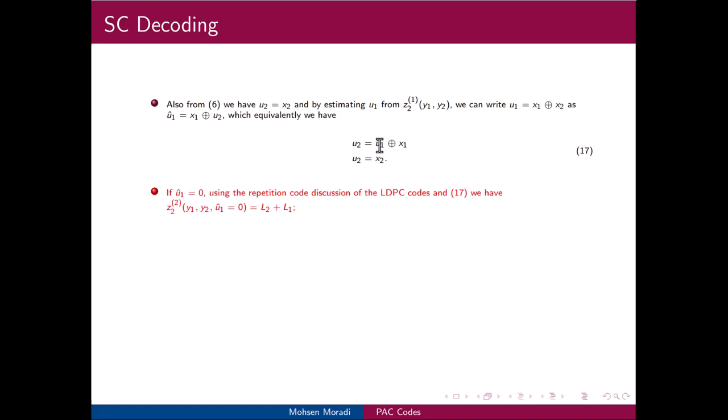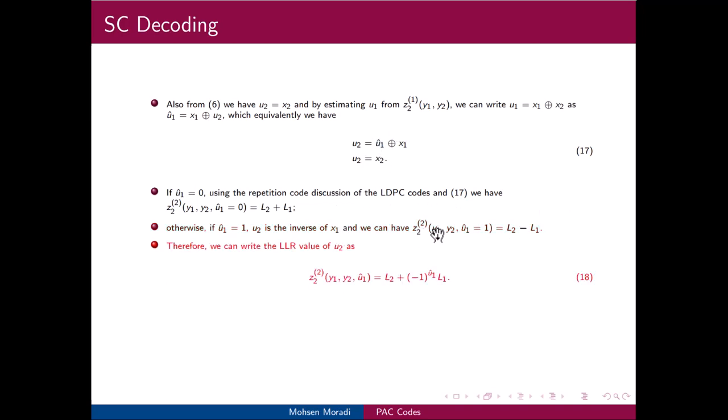Now, let's assume that we obtain U1. If U1 is equal to 0, if we estimate it as 0, it means that we have a copy of U2 here and another copy here. So the LLR for the second bit should be the summation of these two. If it is equal to 1, we have a negative LLR of it, so we can write the LLR as L2 minus L1. This one just flips it. If we combine these two, it is equal to L2 plus L1 times negative 1 to the power of U1. If it is 0, it means L2 plus L1. If it is 1, it's L2 minus L1.